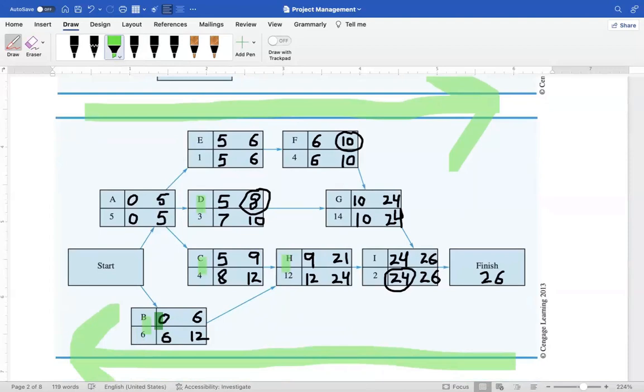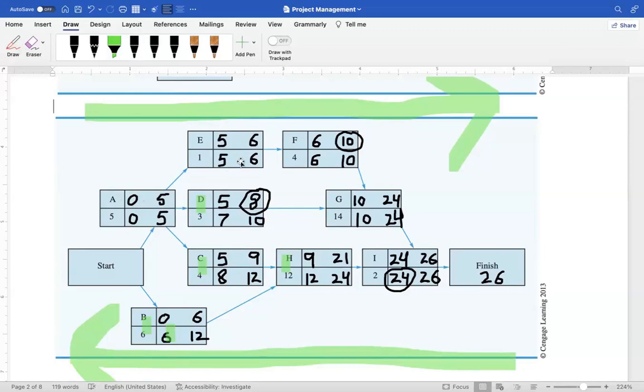Now, for example, activity B starts at 0 and finishes at 6. But the latest time it can start is 6 and 12, which means this activity, although it's normally supposed to start at 0, you can also delay or postpone it to week number 6, and it will not affect your schedule. This is a critical activity because we don't have any slack here.